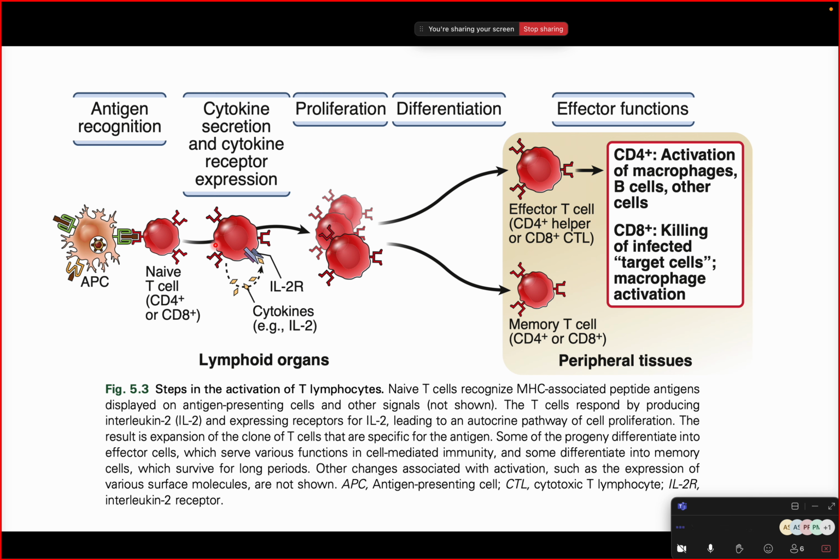Then a lot of cytokine secretion will occur, which will lead to the proliferation and differentiation of this type of T cell. Here it can be CD4 positive or CD8 positive. For both of them the process is the same. Once this is done, they will be differentiated. So all this is happening in the secondary lymphoid organ, right? Once their number is good enough, they'll be deployed to the peripheral tissue where they'll do their job.